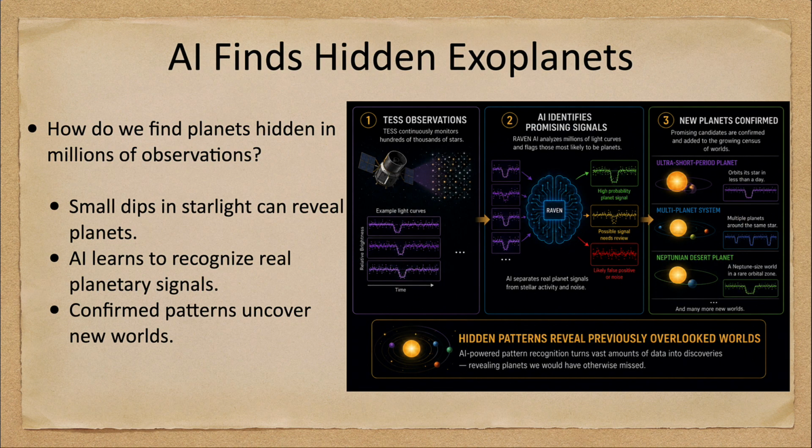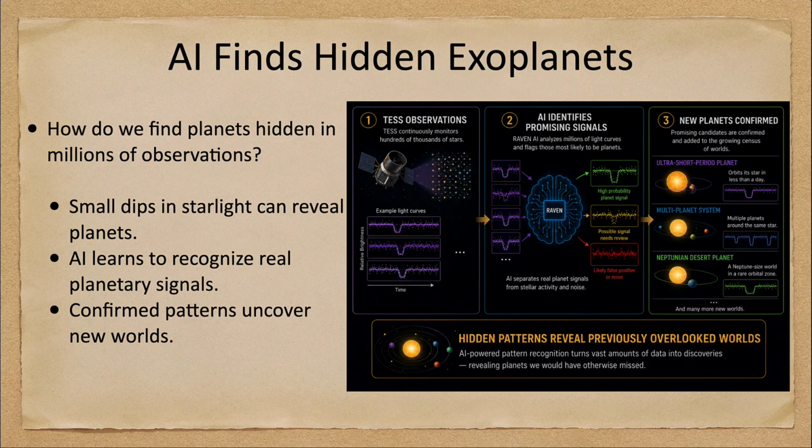Using Raven, researchers validated more than 100 planets and identified more than 2,000 high-quality planetary candidates. Among these discoveries were several unusual types of worlds. Some are ultra-short period planets that orbit their stars in less than a single day. Others occupy a region known as the Neptunian Desert, where planets are thought to be especially rare. The study also uncovered previously unknown multi-planet systems.